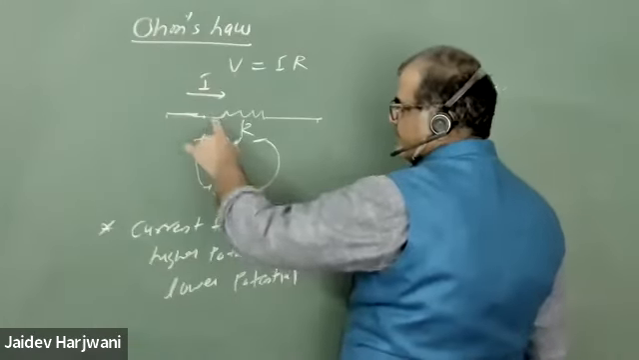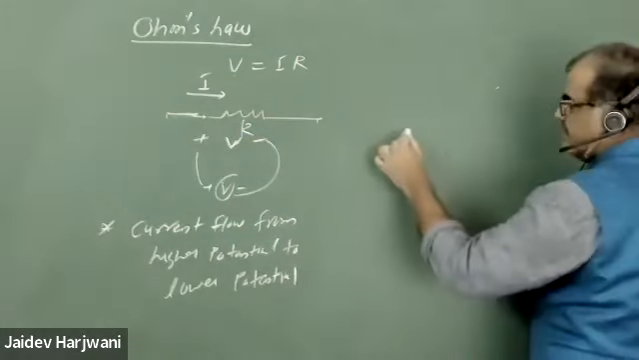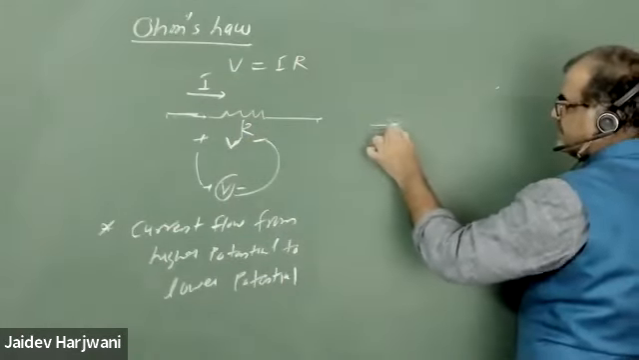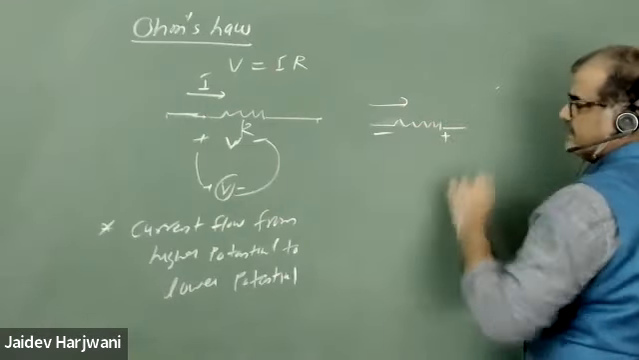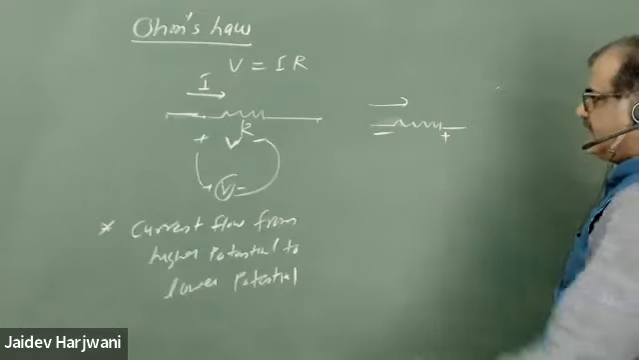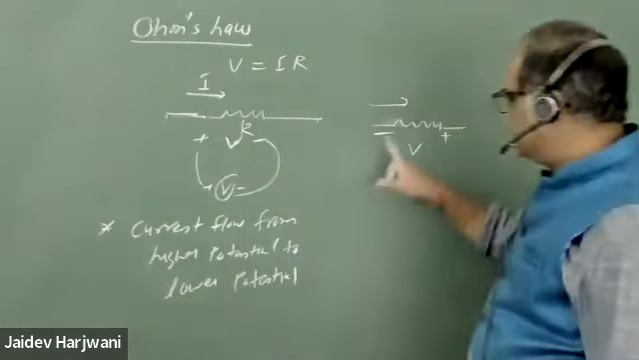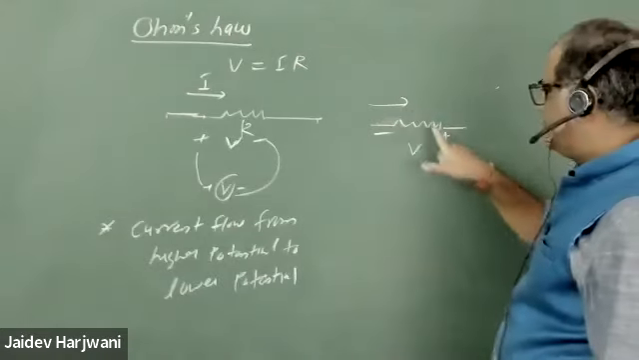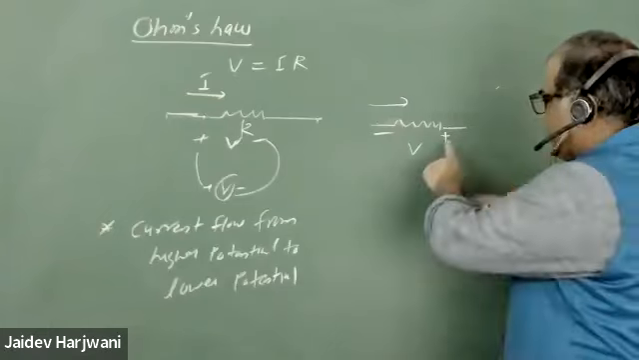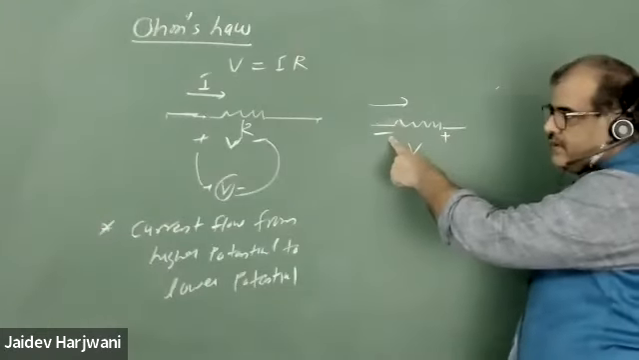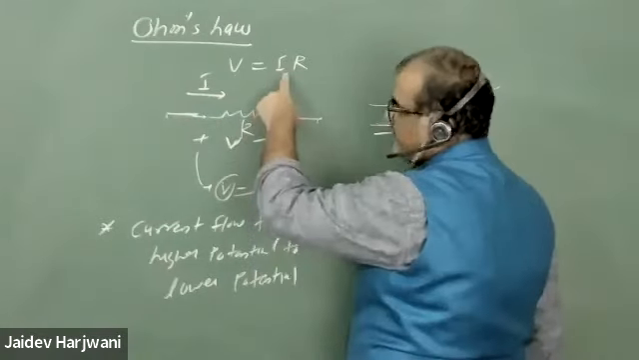So when current is going from here to here, this is higher potential, this is lower potential. But suppose you are measuring your resistance somehow like this, current is moving like this and you are measuring opposite. Of course this is higher potential and this is lower potential, but you are measuring the potential of this point with respect to this one. Here you are measuring the potential of the higher point with respect to the lower, that is V equals IR.